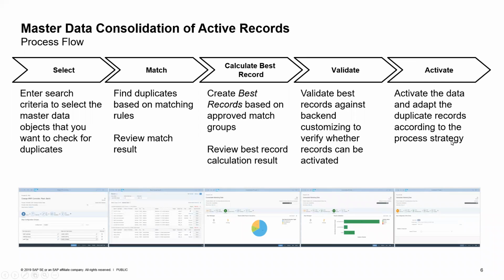So you select a specific amount of data, for example all business partners for the country UK, and then the system tries to find the duplicates inside these selected records, and then you have similar steps like matching, best record calculation, validation, and activation. I don't want to go into details on this topic today because we will now focus on the consolidation of source records.